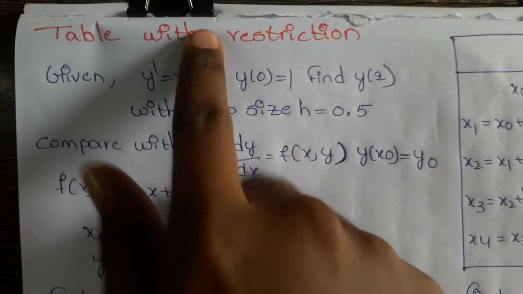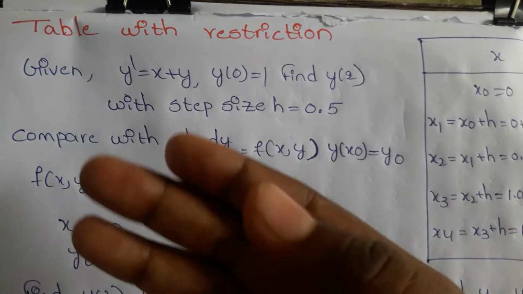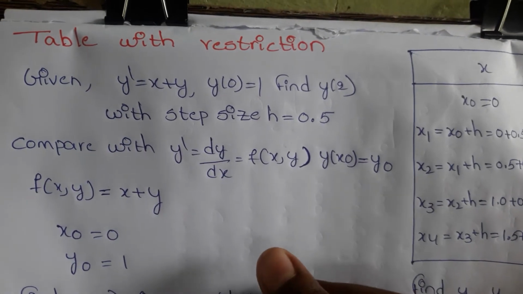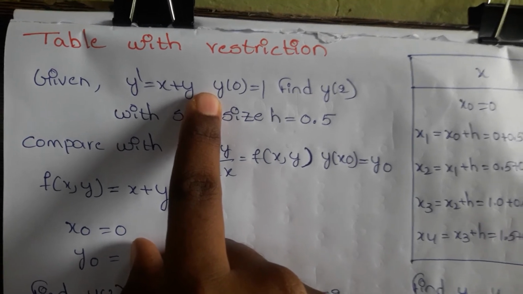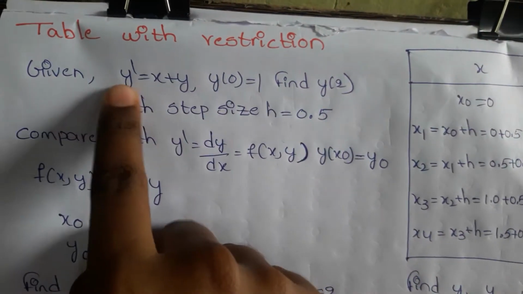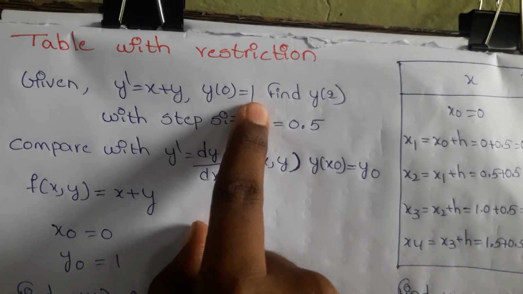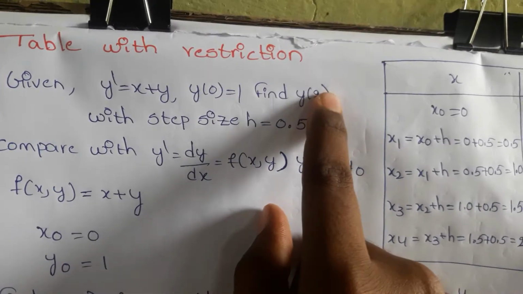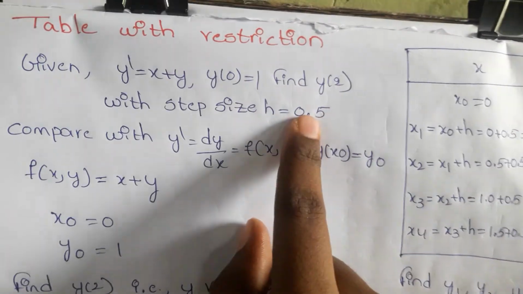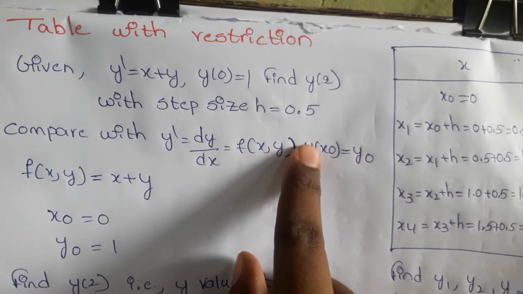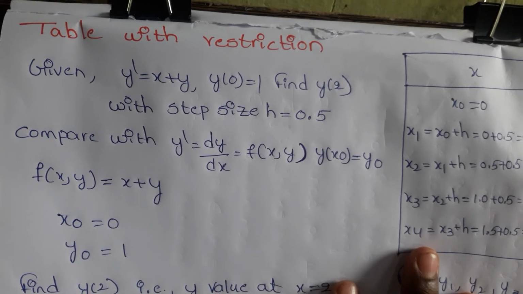So this is table with restriction. I have considered the same problem for table with restriction and without restriction. So y dash is equals to x plus y, y of 0 is equals to 1. Find y of 2. For this, they have mentioned step size 0.5. Step size here is 0.5. Table with restriction means we have a step size. Table without restriction means no step size.